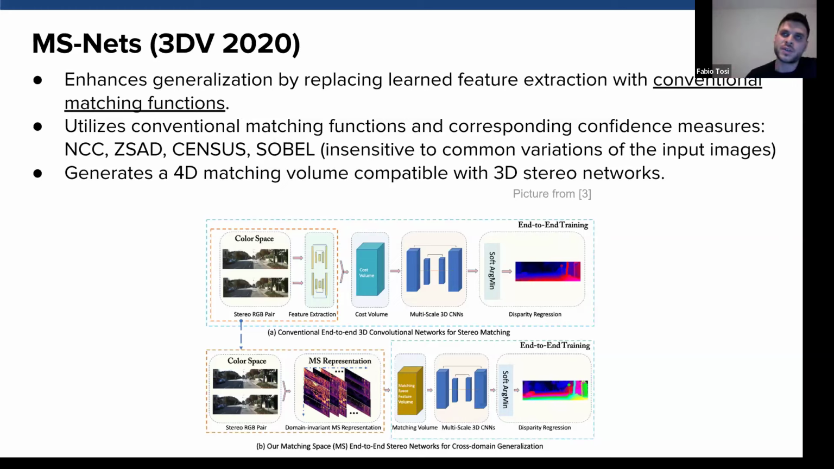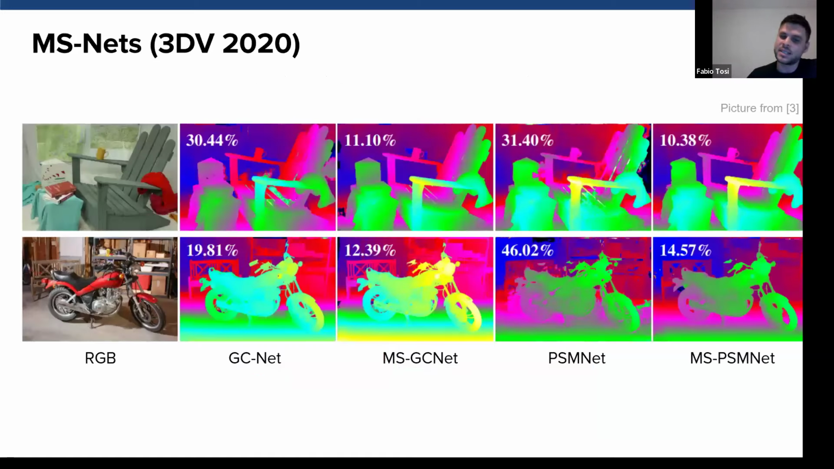Along with these matching functions, the authors also concatenate their corresponding confidence. In particular, the confidence in this case is obtained by just converting the cost curve at each pixel into a probability density function for the disparity under consideration. Once they replaced the feature extraction module with the conventional matching functions, the remaining part of the network is kept the same without any modifications. And similarly to the previous works we talked about, we can notice that using a couple of architectures such as GCNet and PSMNet, and replacing the learned feature extraction module with conventional matching functions, we get a huge improvement in performance when tested on real-world environments, such as the one depicted here of the Middlebury dataset.